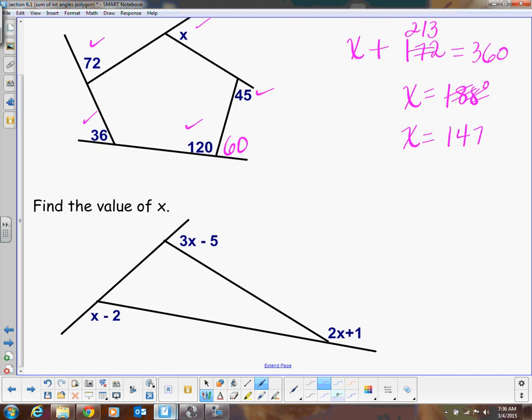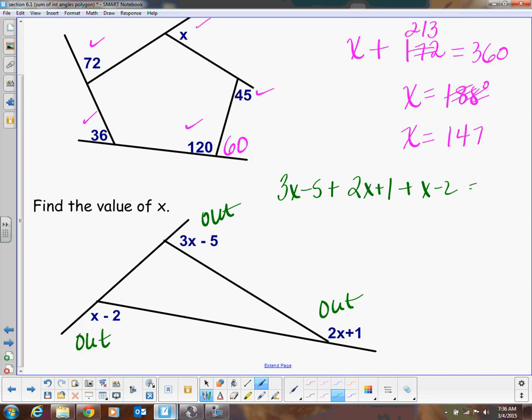What's the equation you're going to write? Out, out, out. So what are we going to do? 3x minus 5 plus 2x plus 1 plus x minus 2 equals what? 360. So you're going to have 6x. Then we've got negative 5, positive 1, negative 2, which is negative 6.